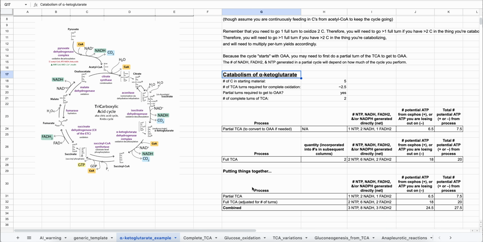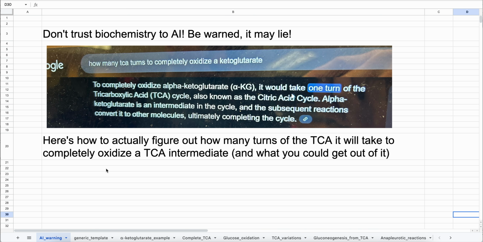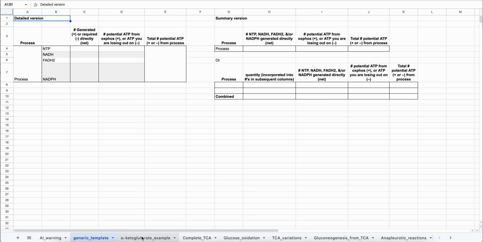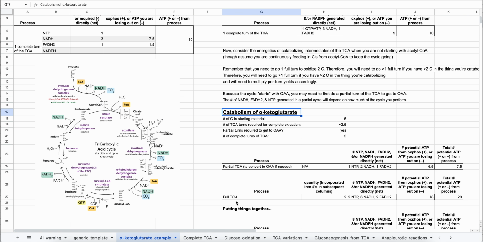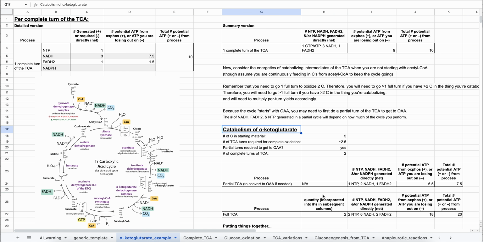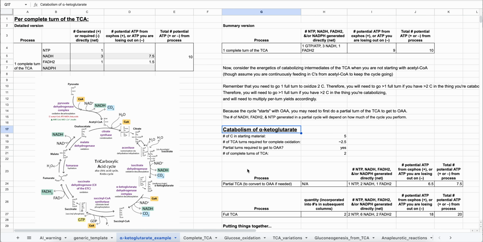And so I hope this helped you understand the energetics, and hope this helped provide a warning of why you cannot trust AI to know the answers to these questions, and why it's really important still that you are able to think things through. I encourage you to try to do the same for all of these different intermediates, and try to work out the energetics of other processes as well. Hope this helped.